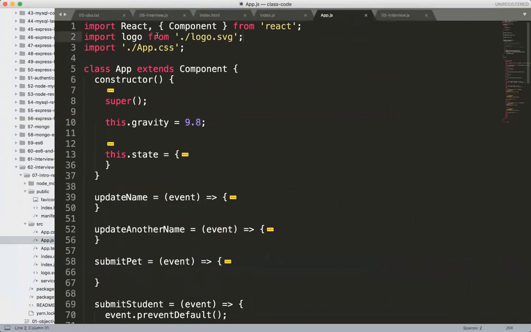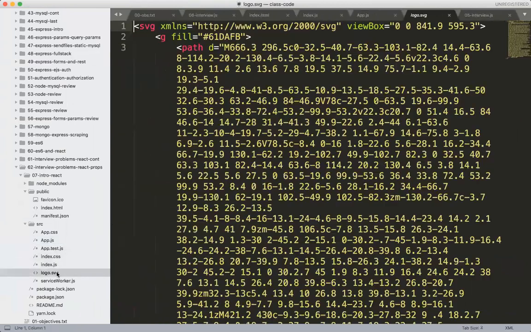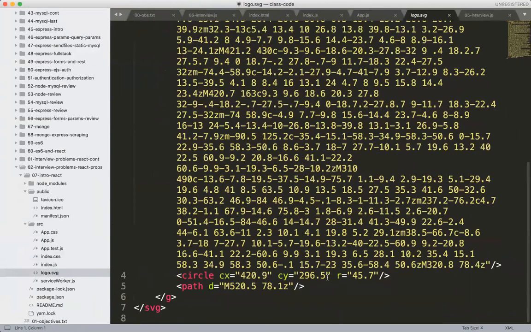Now, over here we have a logo. The logo is inside the SRC folder, right? SVG files are super cool. It's code that represents an actual image. And there are converters online that'll take PNG files and JPG files and convert it to code. And you could just have the code in your GitHub and you can version it, which is insane. Super cool.